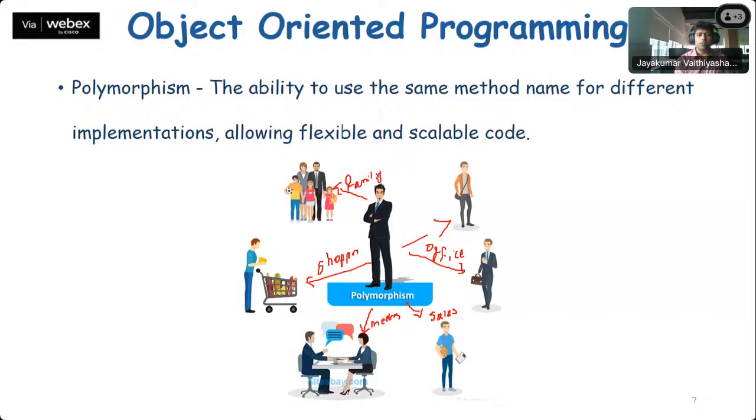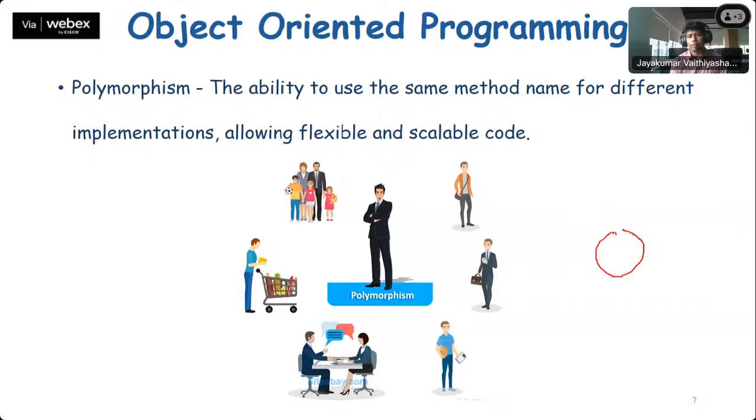The object is the same, the person is the same, but depending upon the time, depending upon the duration, he is going to perform different kinds of operations. So here the object is the same, but the way it behaves, the way it works, will differ according to the situation, according to the functionality, right? This is called polymorphism.